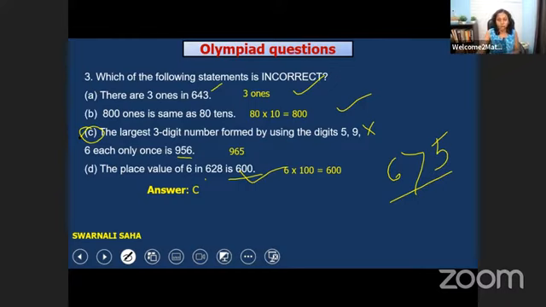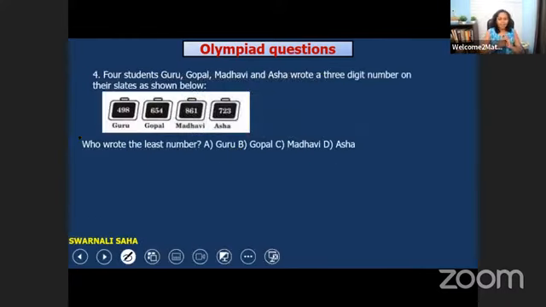Now let's move on. Let's solve one more question. Here is question number 4. So try to solve this. This is a very interesting question. You see, 4 students, Guru, Gopal, Madhavi and Asha, wrote a 3-digit number on their slates as shown below. Who wrote the least number? That you have to find out. Guru or Gopal or Madhavi or Asha. Who wrote the least number? That means the smallest number. Can you tell me? Try to solve this, then I will tell you the answer. Okay?